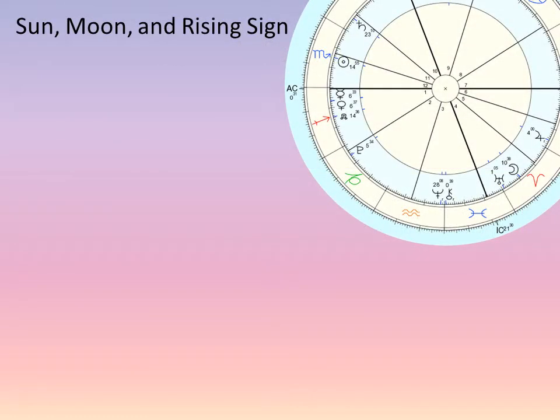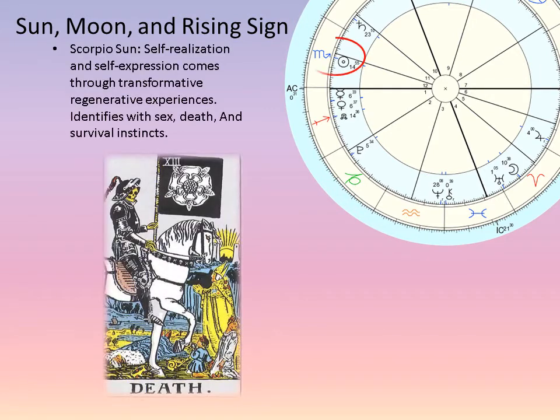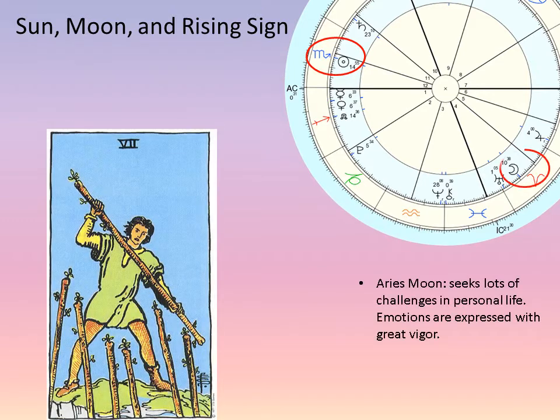So we have the sun, moon, and rising sign. There's a Scorpio sun, which is self-realization and self-expression that comes through transformative, regenerative types of experiences, and identifies with sex, death, and survival instincts. Then he has the Aries moon that seeks lots of challenges in personal life, and his emotions are expressed with great vigor.